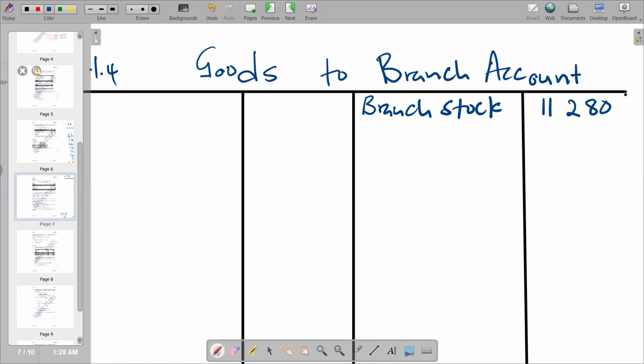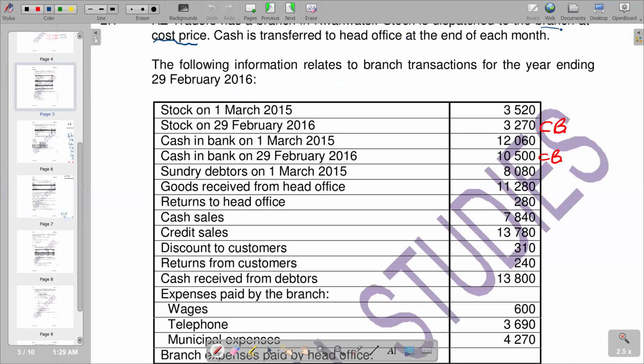So going to the next, head office. Remember, when we received from head office, we debited the branch. So when they are now returns, it means the branch stock is now supposed to be credited with 280. And then the corresponding entry is the debit entry in the goods to branch with 280 again. So basically, that's the double entry. So we have both accounts in our required section. So you're going to complete the double entry according to the accounts that are given.